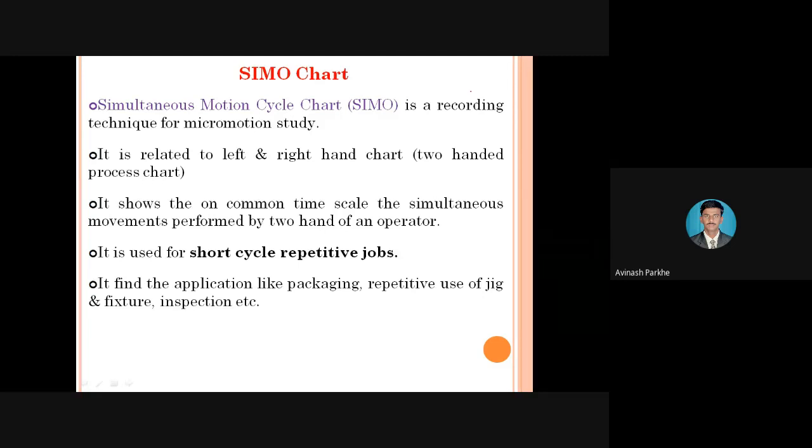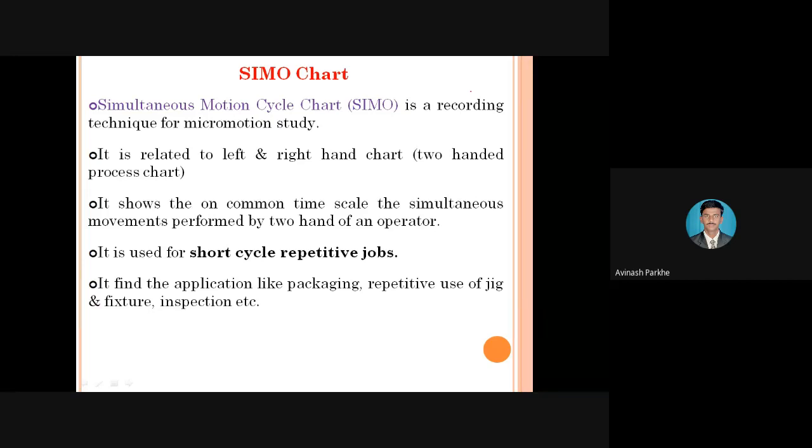Good morning. So today we will start with the next point related to the Simo chart. Before starting that, we will revise the things within 1 or 2 minutes, whatever we have covered in the last lecture. In the last lecture, we started with a new point, which is called micro motion study.